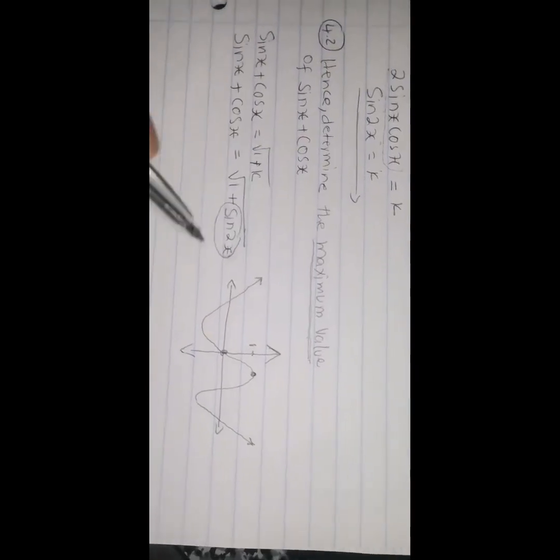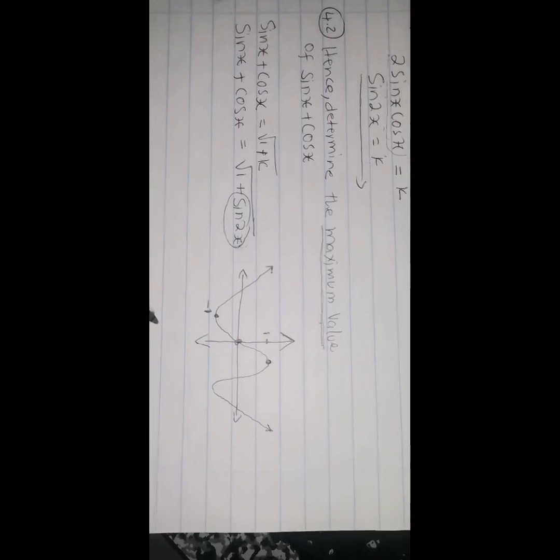I'm not good at drawing, guys, but I'm trying. So perhaps this is going to be the graph of sin 2x. So the maximum value here is 1, guys. Then the minimum, maybe next time if they say minimum value, we must have -1.